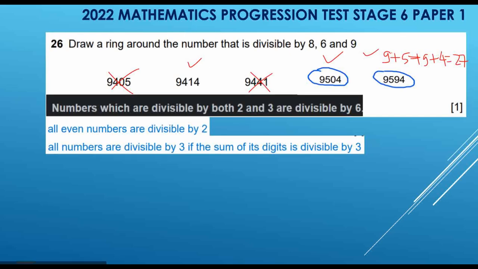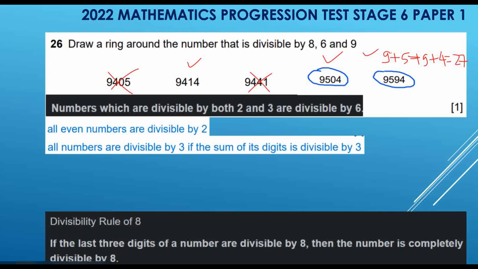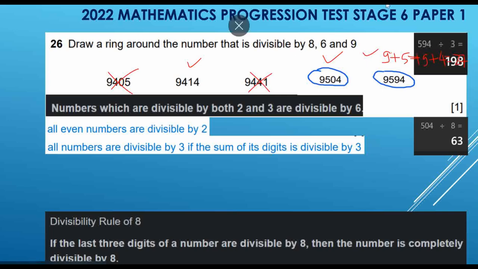Next, divisible by 8. If the last 3 digits of a number are divisible by 8, then that number is completely divisible by 8. So we have these 3 numbers. Last 3 digits we have 414, 504. This one, 504 is the last 3 digits. Divided by 8 is 63. And then 594, this is the last 3 digits. Divided by 8 is 198.